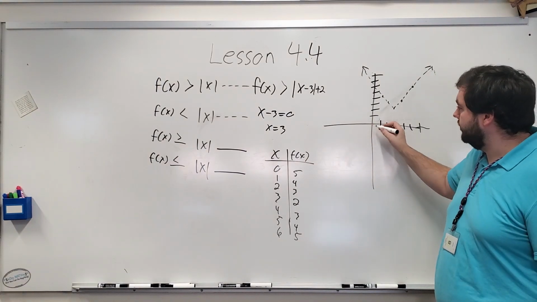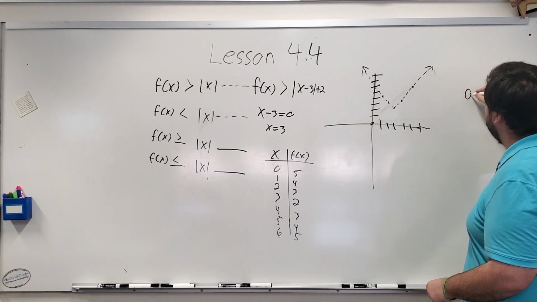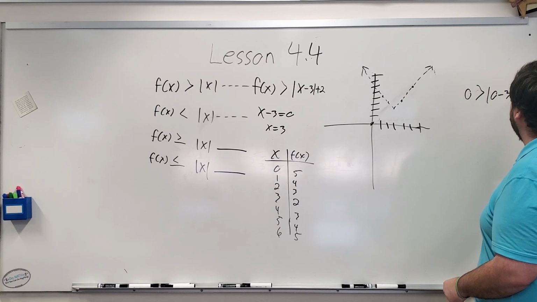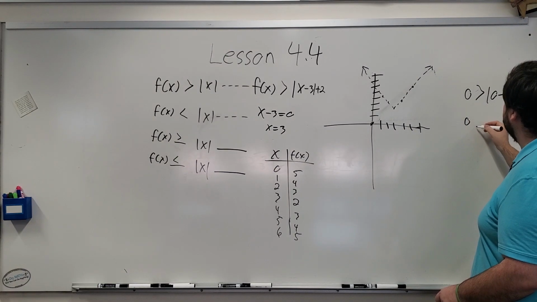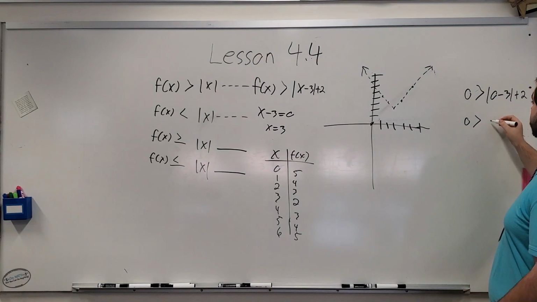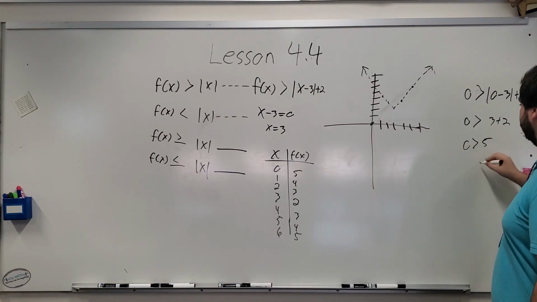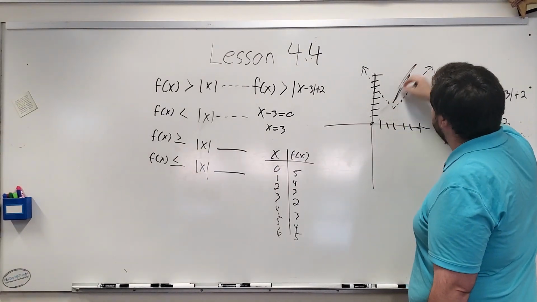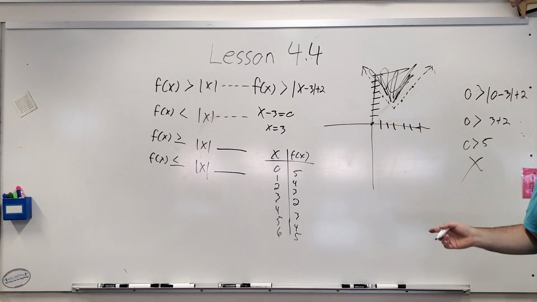So I want to plug in 0, 0. All right? So I plug in 0, 0. I get 0 is greater than the absolute value of 0 minus 3 plus 2. Is 0 greater than the absolute value of negative 3, which is 3, plus 2? 0 is greater than 5. That is not true, so 0, 0 cannot be in my shading, so it has to be this area up here. That would then be my final answer.